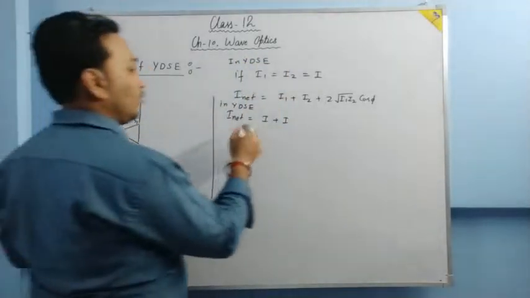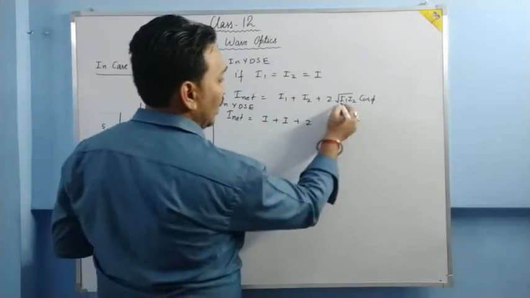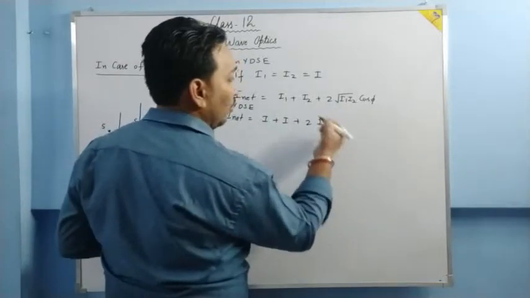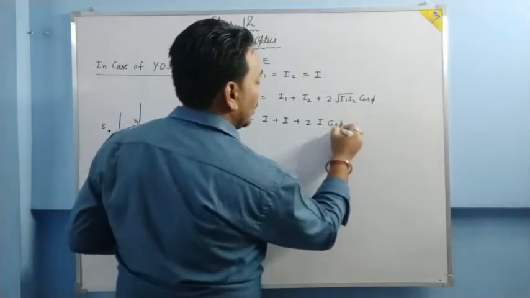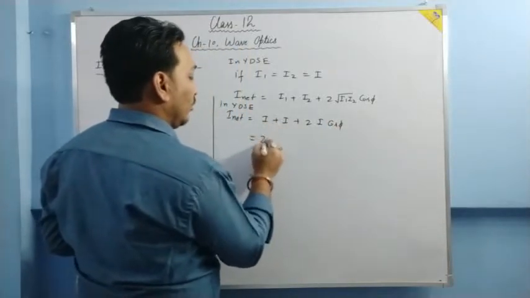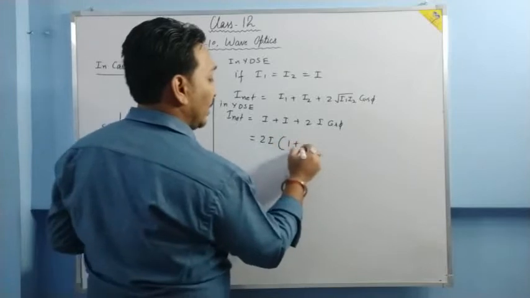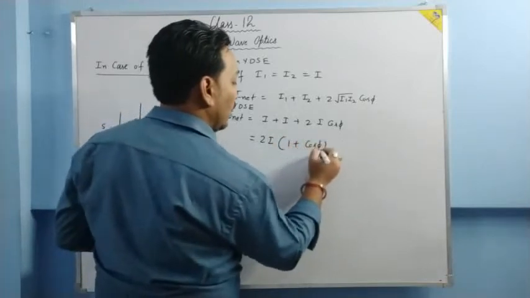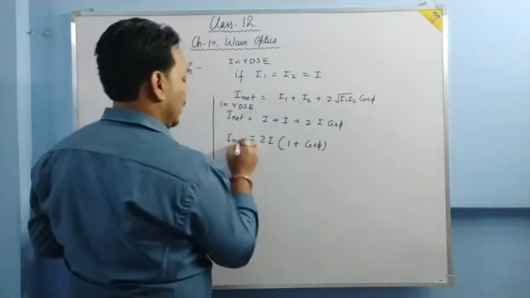I net is equal to I plus I plus 2 root of I and I, which will be I cos phi. I and I will become 2I, and 2I we can take common. So 2I in bracket 1 plus cos phi. This is your I net.